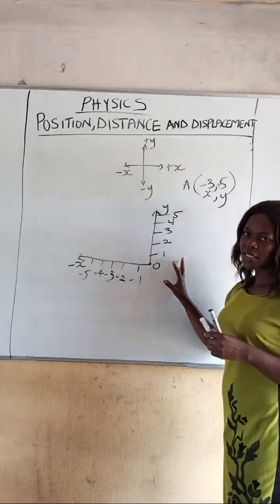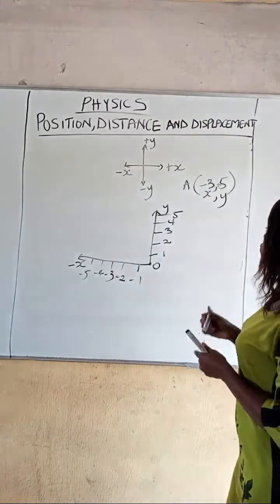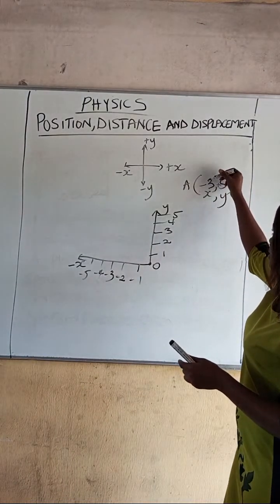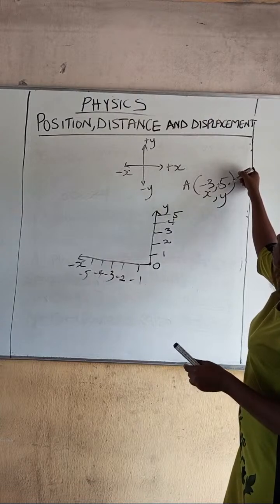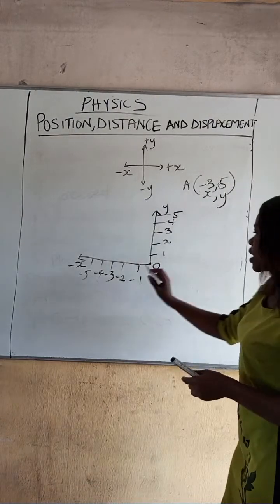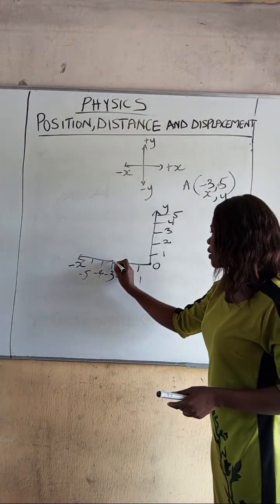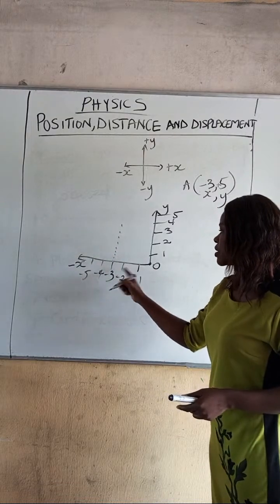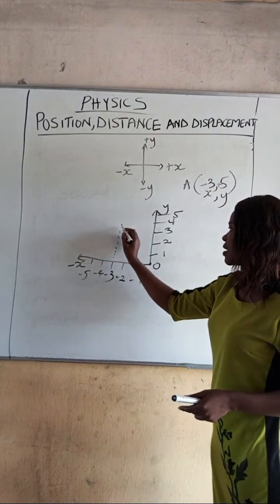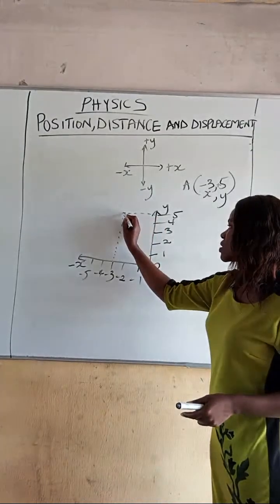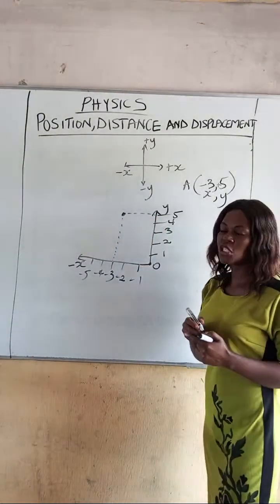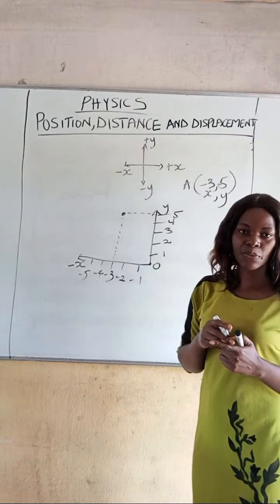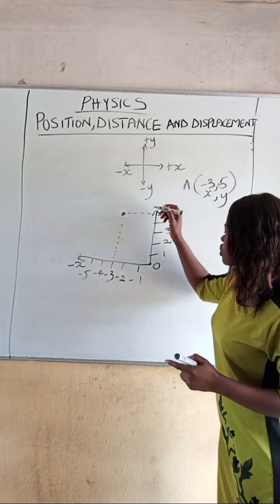Now, if you have gotten this, the next thing you are going to do is to look at it. When x is -3, y is +5. So I will take it up from -3 because x is negative. Then I will meet it to where y is 5. They are going to meet each other. That is the point of intersection here. Then I'm going to join it to the origin.